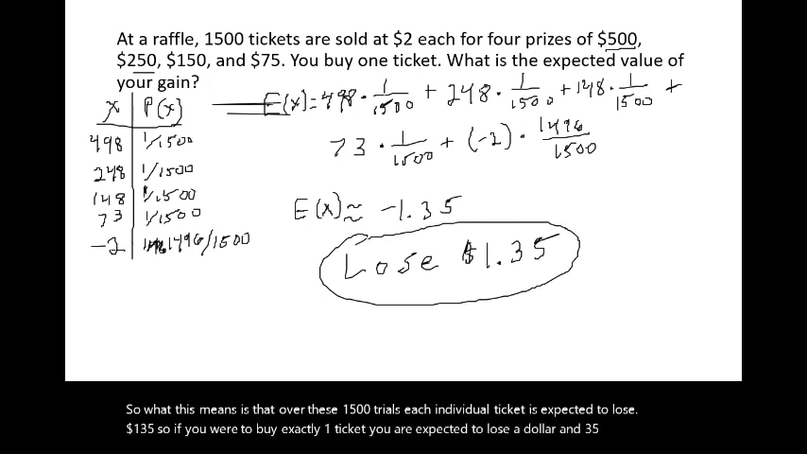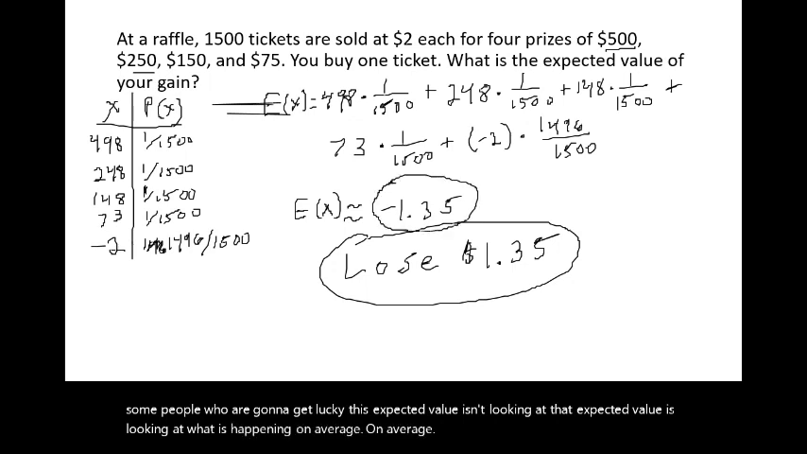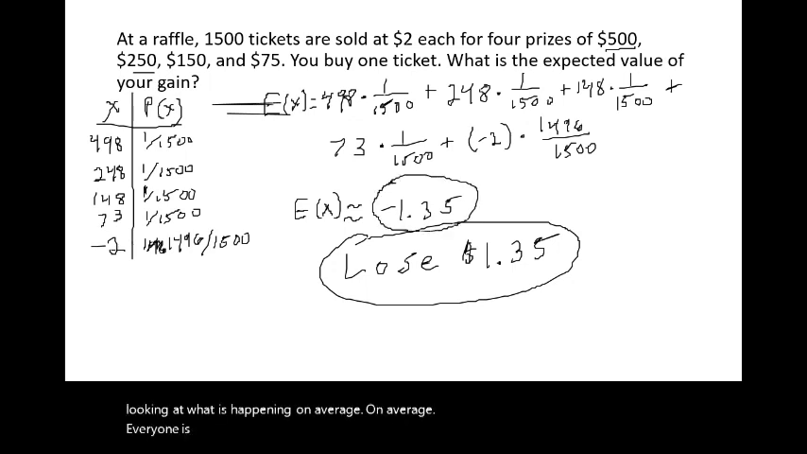Now, granted, there are some people who are going to get lucky. This expected value isn't looking at that. Expected value is looking at what is happening on average. On average, everyone is losing $1.35. Even if some people get lucky, on average, everyone is expected to lose.